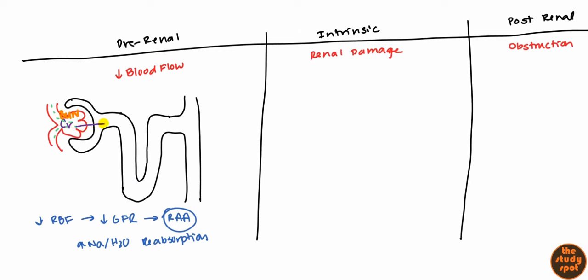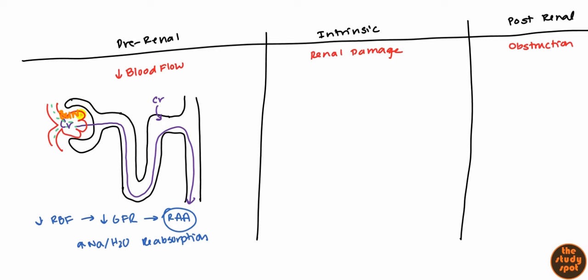Creatinine gets freely filtered at the glomerulus. It goes all the way around and it leaves through the urinary tract. And actually, at the distal convoluted tubule, you get some secretion of creatinine.